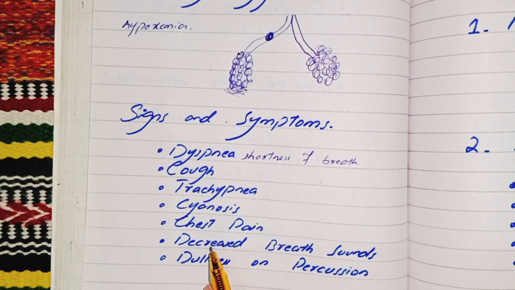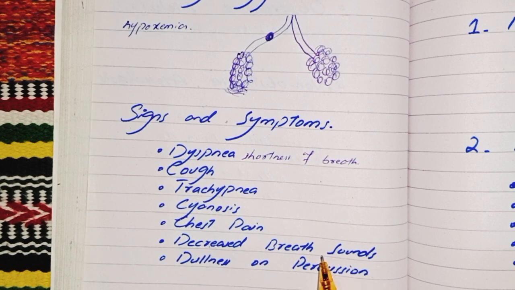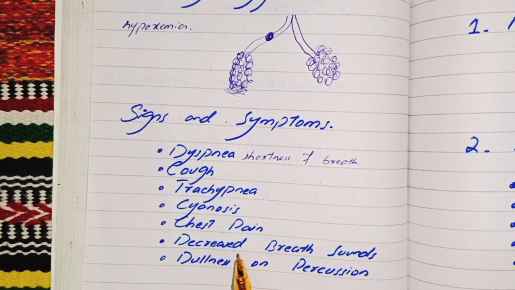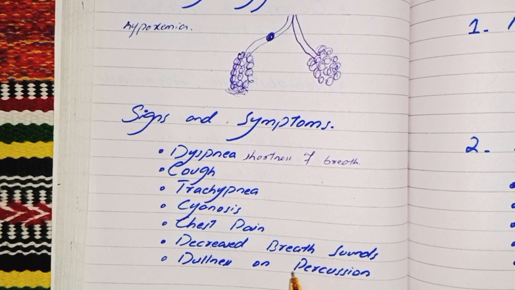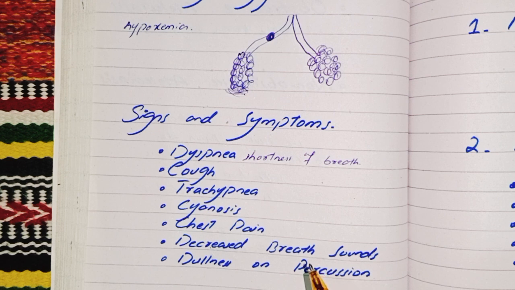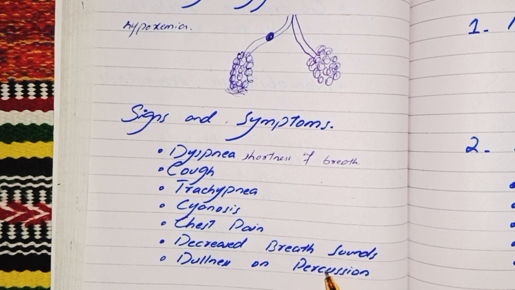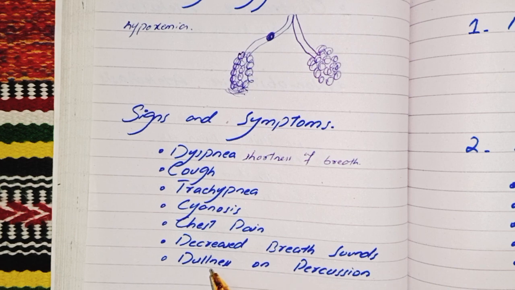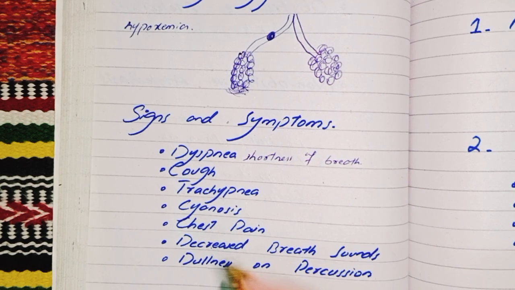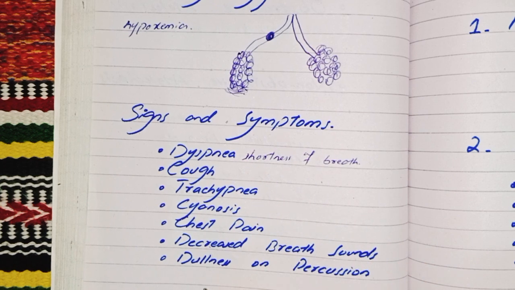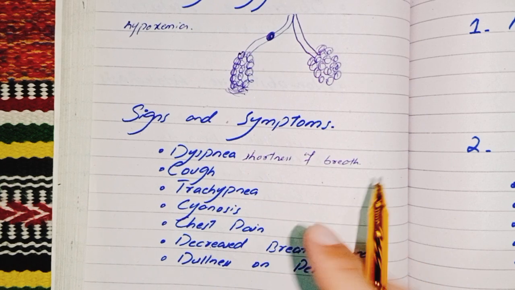Our second last sign and symptom is decreased breath sounds noticed on physical examination over the affected area. Dullness on percussion. As we know, there are four methods in examination: inspection, palpation, percussion, and auscultation. When we do percussion over the collapsed area of the lungs, we hear a dull sound. These are the main signs and symptoms in atelectasis.